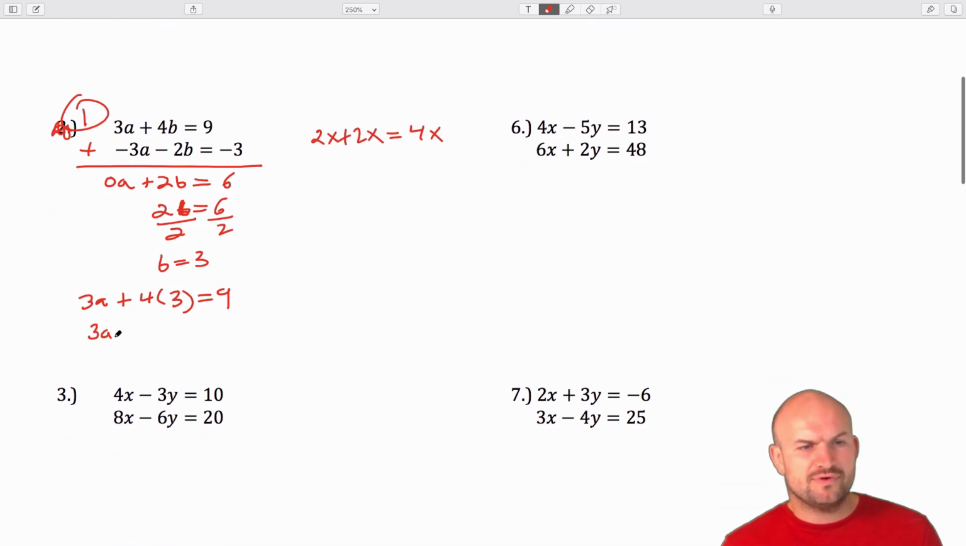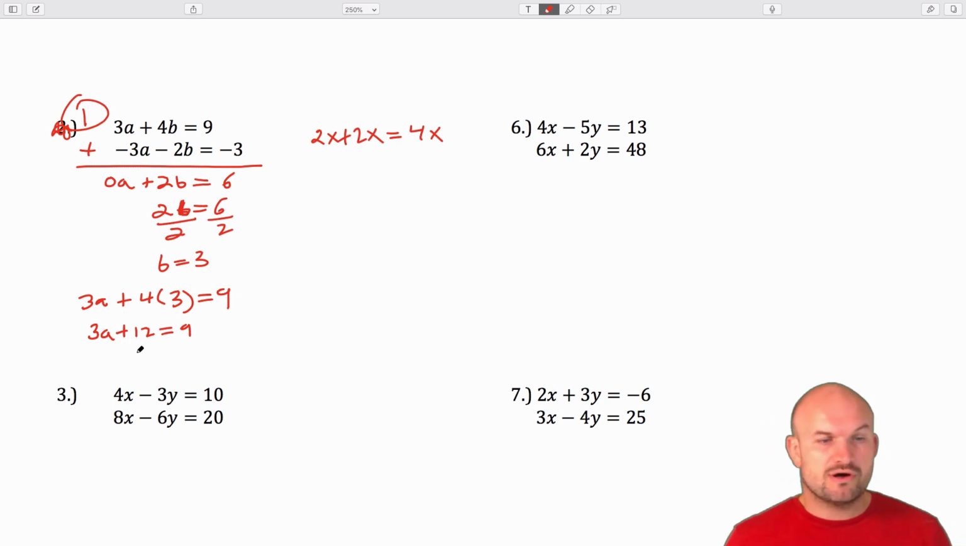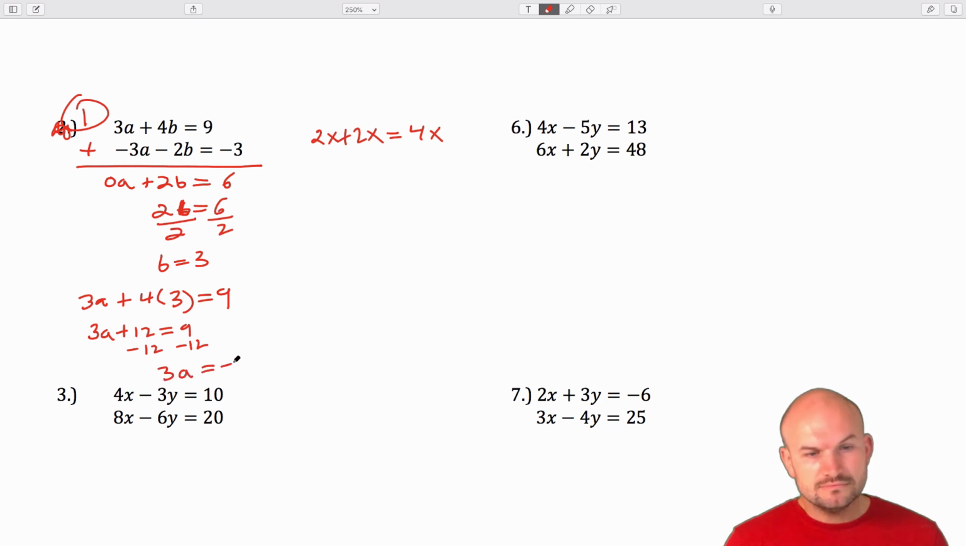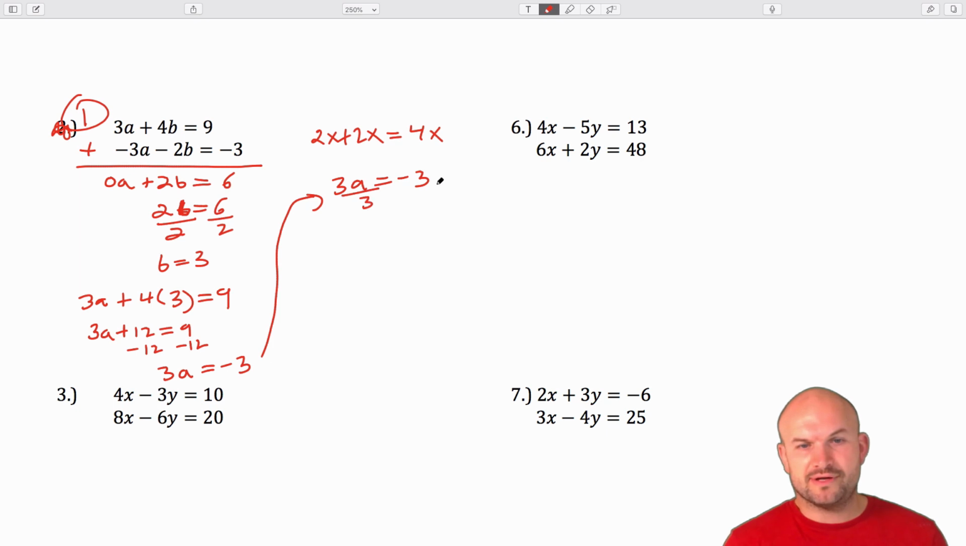So therefore I have 3a plus 12 is equal to 9. And now you can see I have a 2-step equation. So I am going to subtract 12. And I can write 3a is equal to negative 3. Let's put this over here, kind of running out of space. 3a equals negative 3, and then divide by 3. So therefore, a is equal to negative 1.